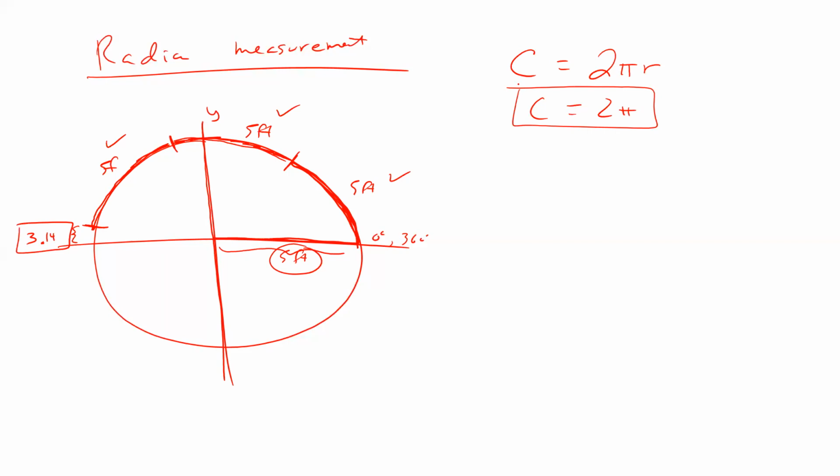Let's talk about them. So if you go all the way around, you have a radian measurement of 2 pi, or about 6.28. If you're exactly half the circle, you'll be at exactly pi, which is 3.14. If you're at exactly 90 degrees, you would be at pi over 2.